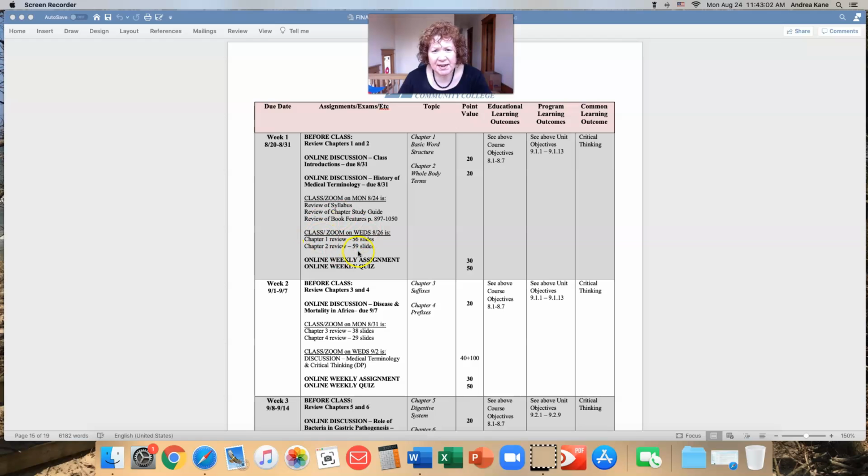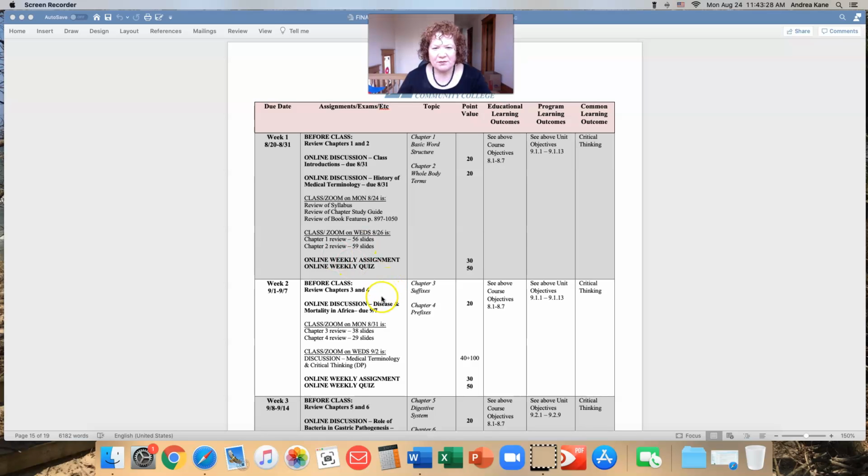But on Wednesday, we will go over chapters 1 and 2. I've got slides, and I will review those with you on Zoom if Zoom is working. If Zoom is not working, I've actually already recorded lectures for another section of HSC 114 that I teach that's entirely online, and I'll upload those, and you'll be able to view those. But hopefully, we'll be able to Zoom so I can see your faces and you can see mine.